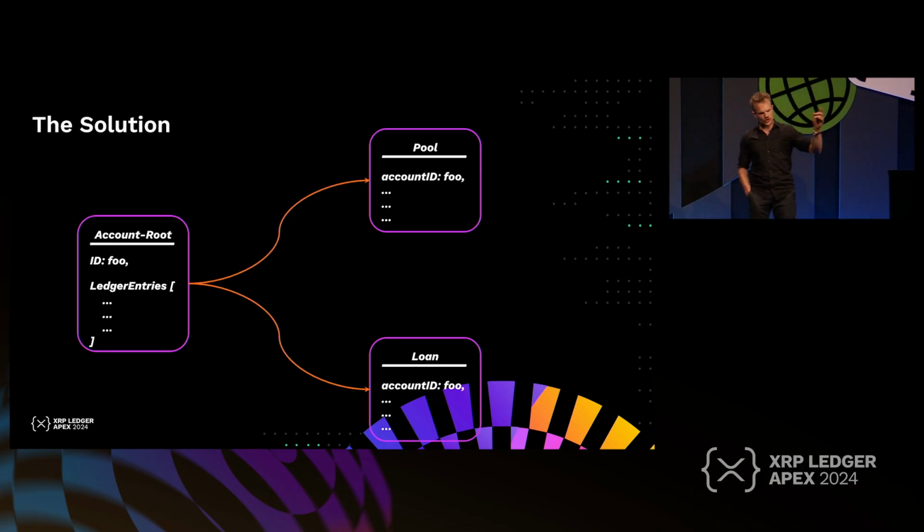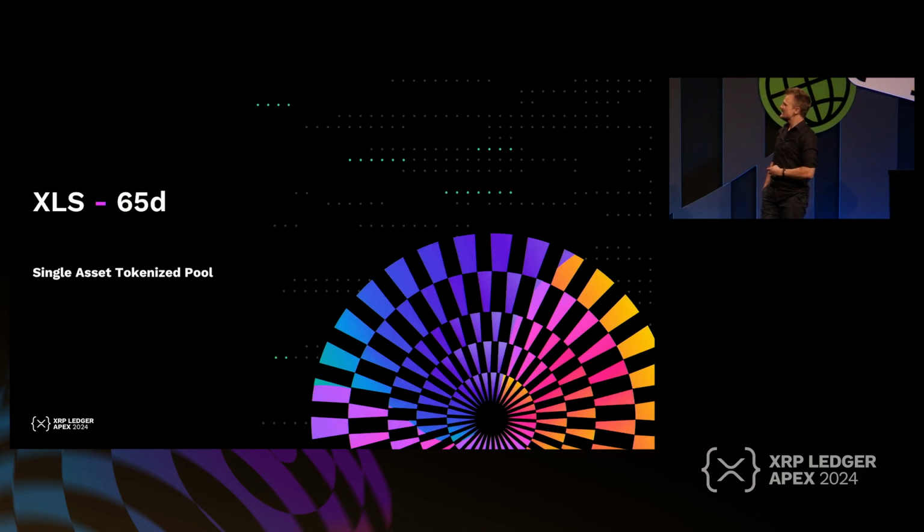So we're introducing a new field called ledger entries into the account root object. All this does is hold object identities for which this particular account is responsible for tracking token balances. And then equally on the objects themselves, there is a reference to the pseudo account, which is tracking the balances of those objects. So building upon this, we have XLS65, the single asset tokenized pool.